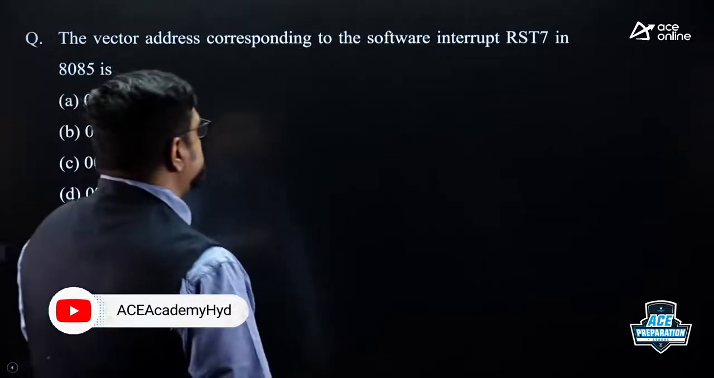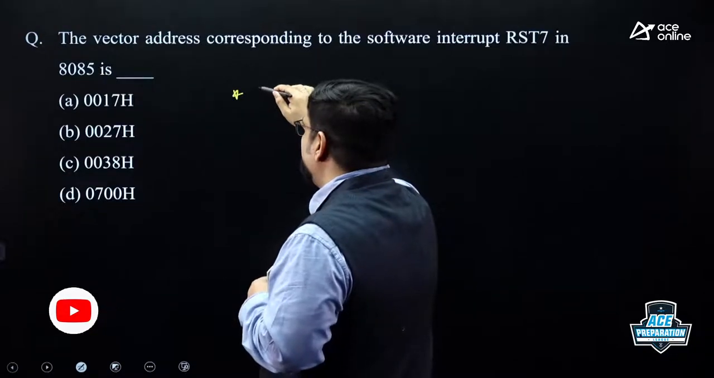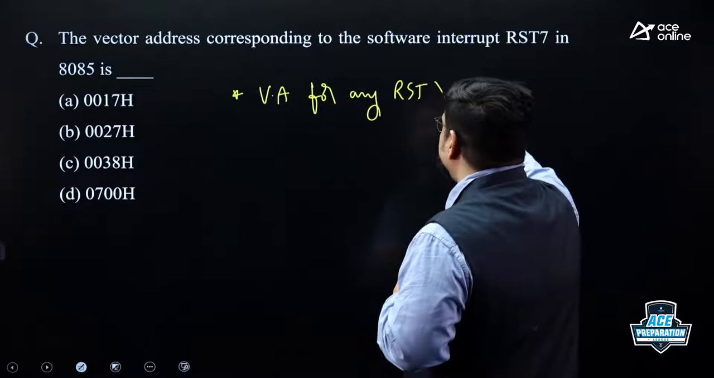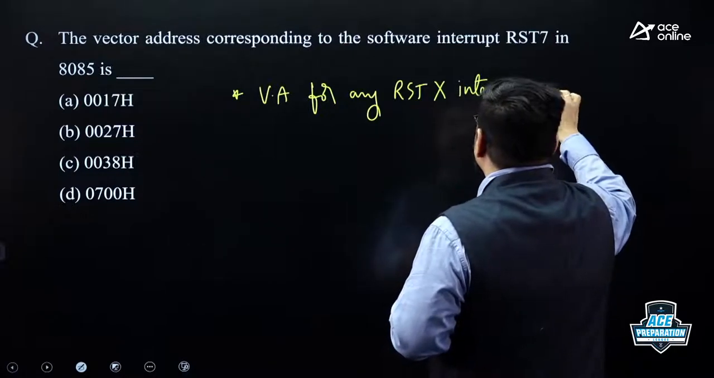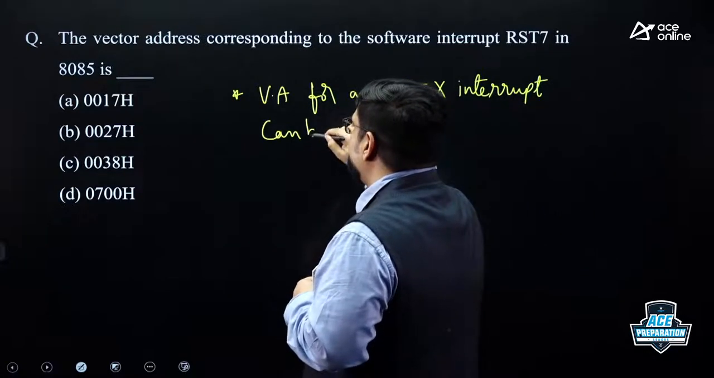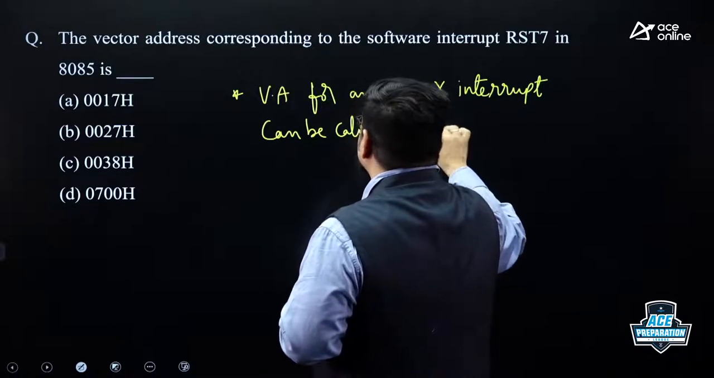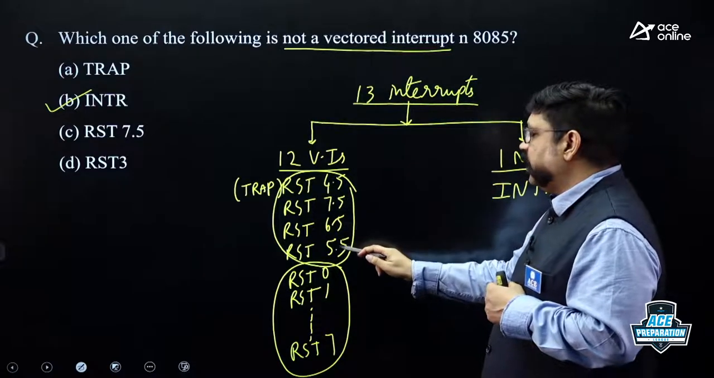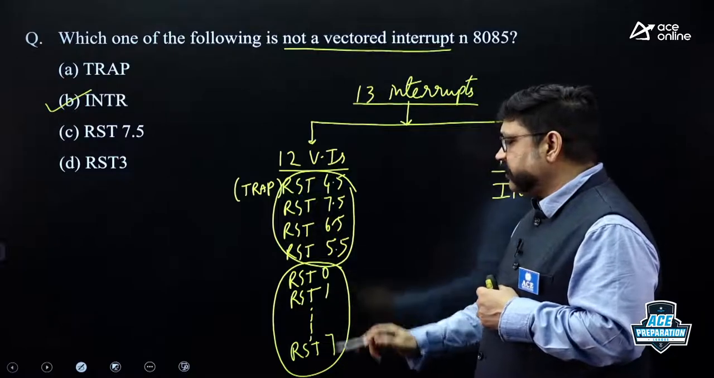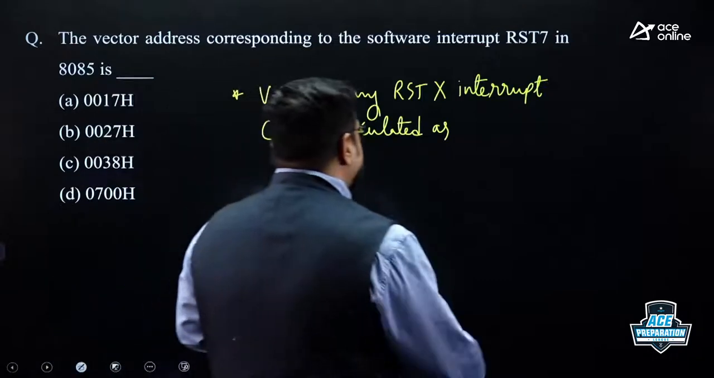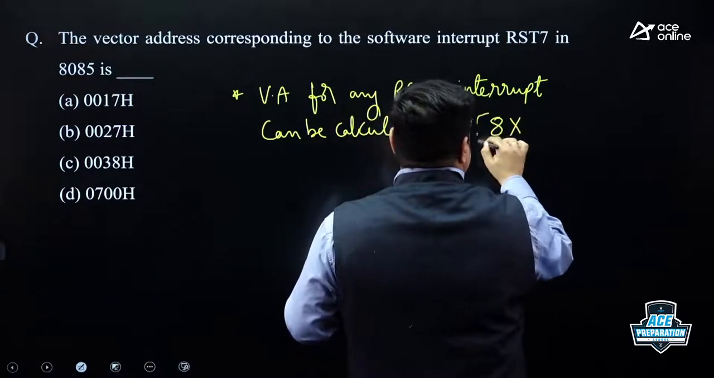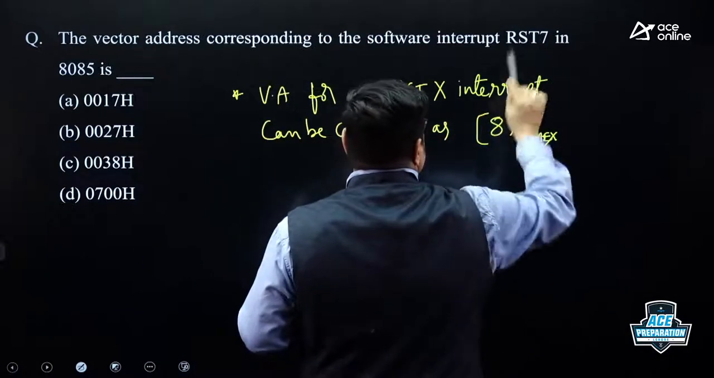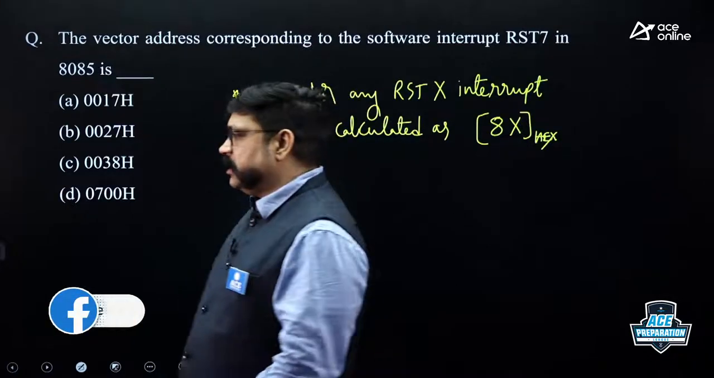The vector address corresponding to the software interrupt RST 7. So you see, the vector address for any RSTX interrupt, of the 12 RSTX interrupts I just listed, can be calculated from the number X. Here X is 4.5, 7.5, 6.5, 5.5, 0, 1, 2, 3, 4, 5, 6, 7. RSTX or RSTN, whatever way you mention it, can be calculated as X multiplied by 8, converted into a 16-bit hex number.